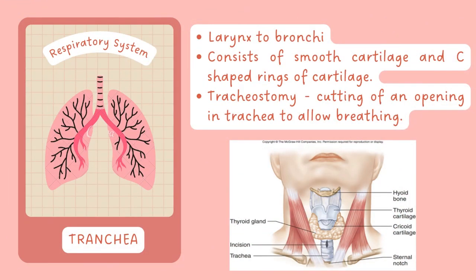The trachea is located in front of the esophagus in the neck and upper chest region. When you inhale, air enters the trachea, traveling from the nose or mouth down through the larynx and into the trachea. From there, it continues into the bronchi and eventually reaches the lungs. Tracheostomy is the cutting of an opening in the trachea to allow breathing. So overall, the trachea serves a critical role in the respiratory system by facilitating the passage of air to and from the lungs and helping to protect the lungs from harmful particles and irritants.